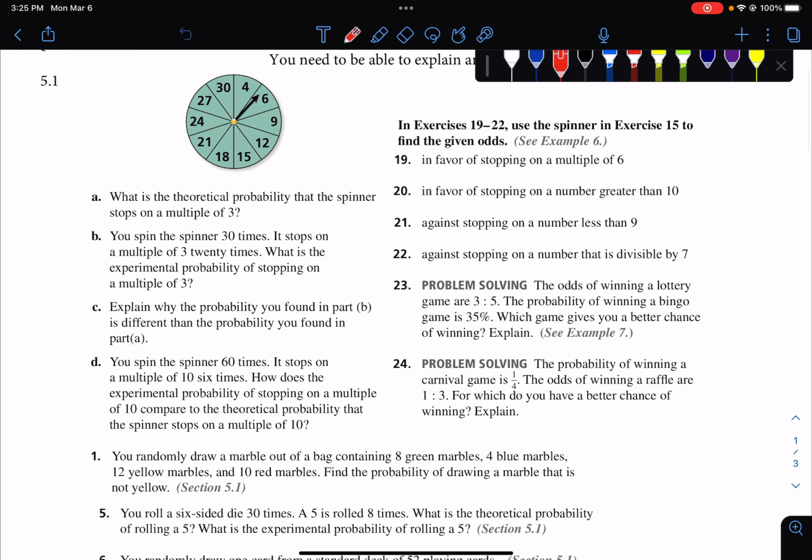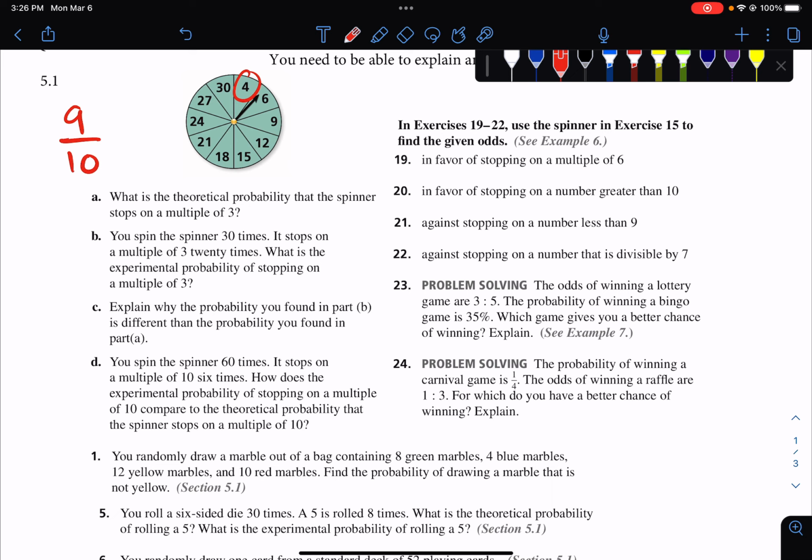So first group of questions is all about theoretical probability. So this first part A, the theoretical probability that a spinner stops on a multiple of 3. Remember, theoretical probability is what should happen. So when I look at this spinner, there's 10 possible numbers that the spinner could land on. So that's going to go on the bottom. 9 of those numbers are divisible by 3. The only one that's not is that 4. So there's a 9 out of 10 theoretical probability that I get a multiple of 3.